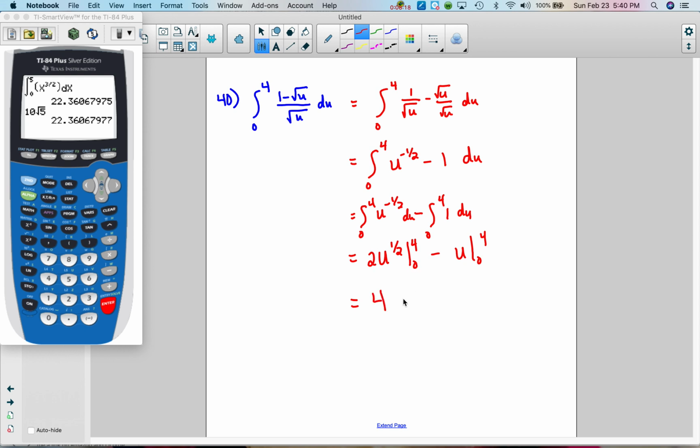Plugging in a 0 just gives us 0. And here we plug in a 4 and plug in a 0, which of course gives us 0. And 4 minus 4 is 0. So all of that for 0. And you can check that and verify your answer.